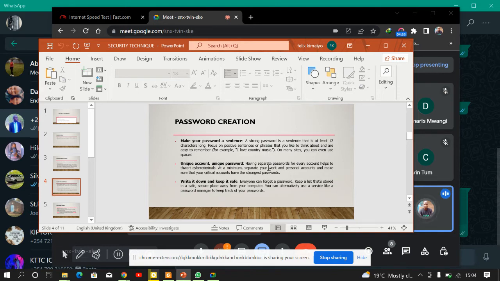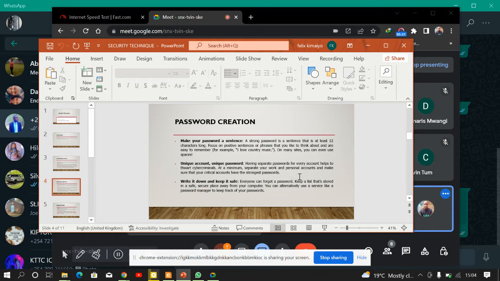Okay, maybe because of time, I can read it faster so then you can finish earlier. It says having a separate password for every account helps to avoid cyber criminals. At a minimum, separate your work and personal accounts and make sure that your critical accounts have the strongest password, e.g., maybe the access to your bank accounts online. Make that something stronger and not related to you in any way that somebody can guess or crack.